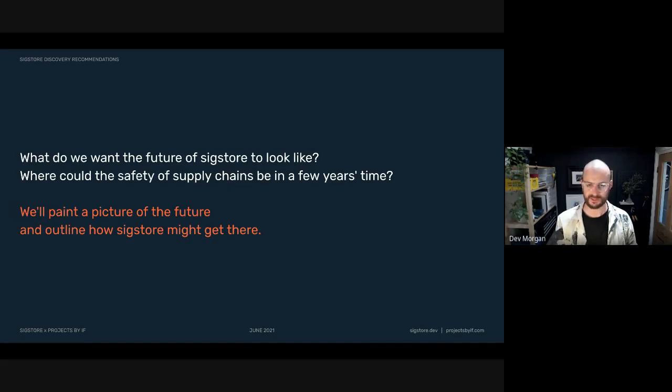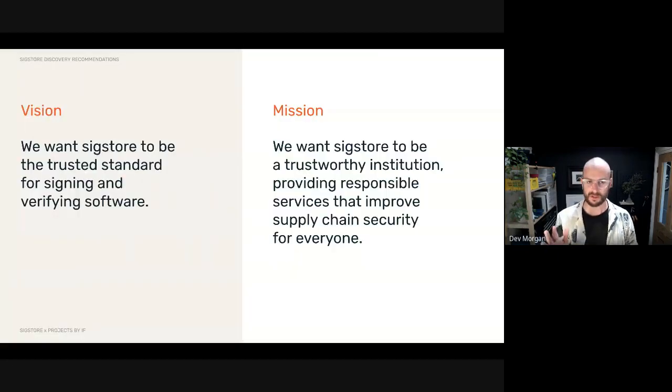How all of this has come together for us is several weeks of interviewing people that may or may not be associated with this sort of technology, with this sort of product, trying to understand their needs, wants, and behaviors, and how, if we meet those needs and wants and position this in such a way that it fulfills them, it can grow. So a potential vision for us to look towards is that we want Sigstore to be the trusted standard for signing and verifying software. That's the kind of thing to aim for, if you like.